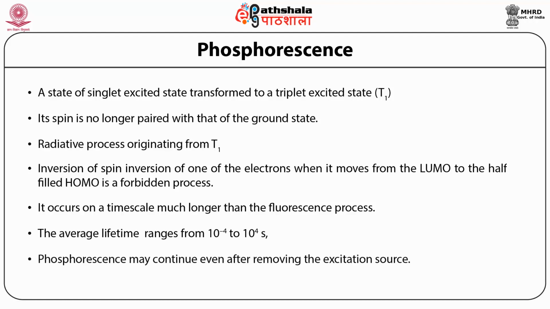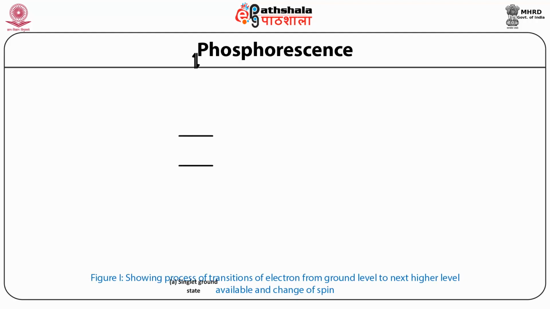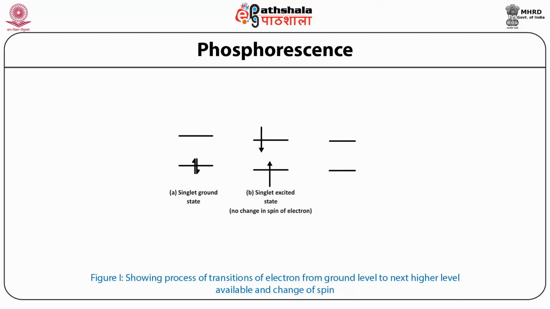Phosphorescence therefore continues even after removing the excitation source. This figure shows you the process of transition of electrons from ground level to the next higher level that is available and change of spin.